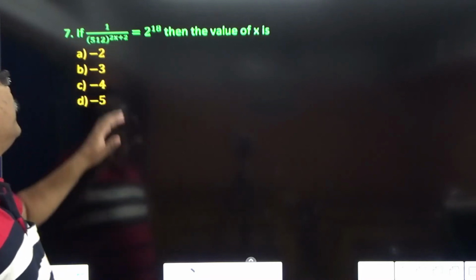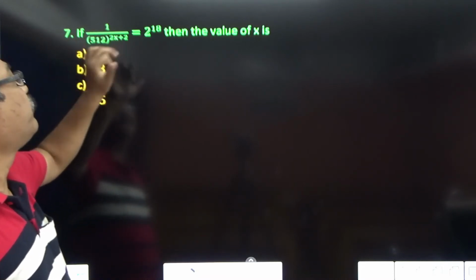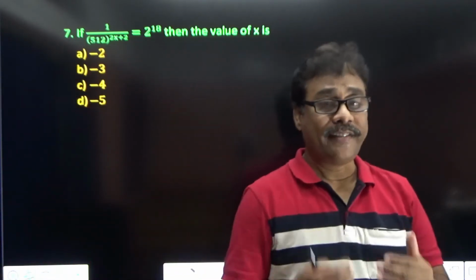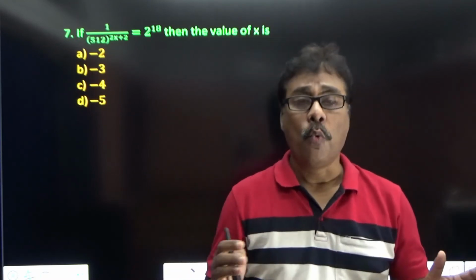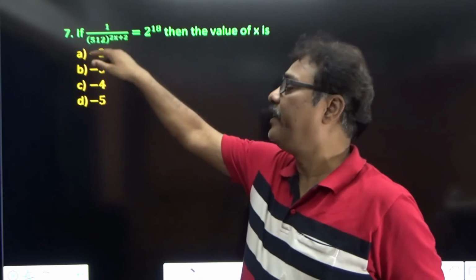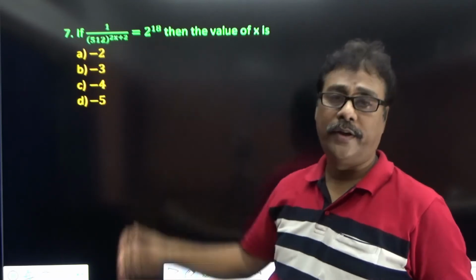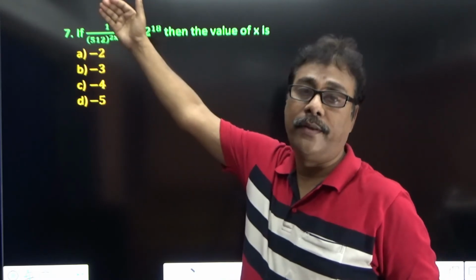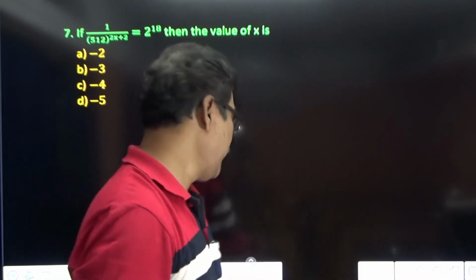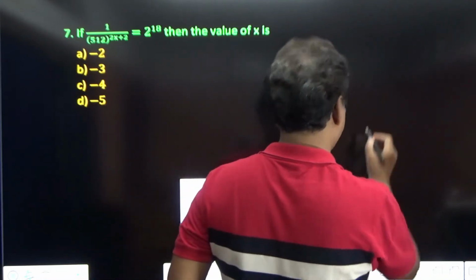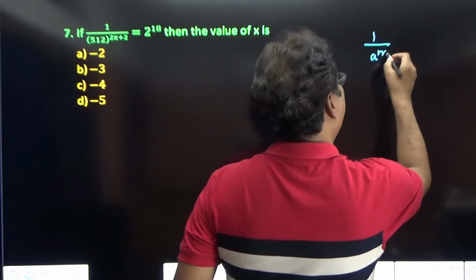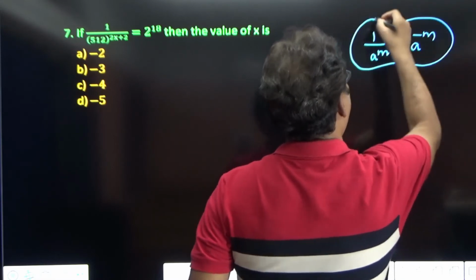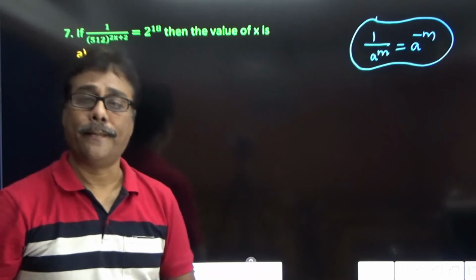This question, what is it? 1 by 512 to the power 2x plus 2 is equal to 2 to the power 18. Then find the value of x. It's again a similar type of question, students. The only difference is that here something is written in the denominator and something in the numerator. So what we have to do actually, I can take this one to the numerator. Now the question is how will we take that one to the numerator? So I can use this concept: 1 by a to the power m, something written like this, we can write as a to the power minus m. So I can use this one to solve this question.